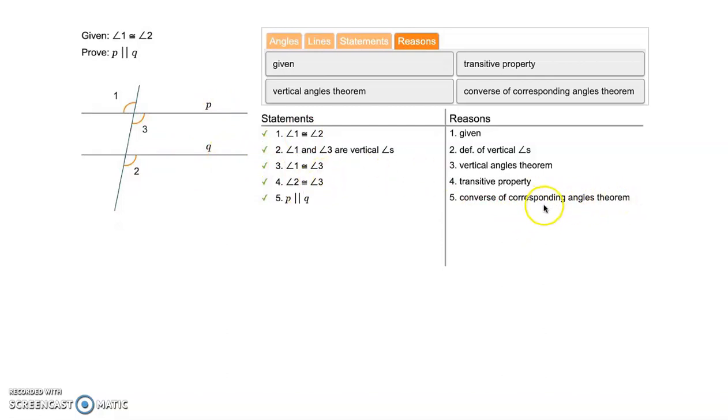You've got to make sure it's not the corresponding angles theorem, it's the converse. If we're going from an angle to a parallel, it's the converse. If we're going from parallel to an angle, it's just the corresponding angles theorem. So sometimes you just have to pay attention to which direction you're going. In this lesson, we're almost always going in the direction of the converse.